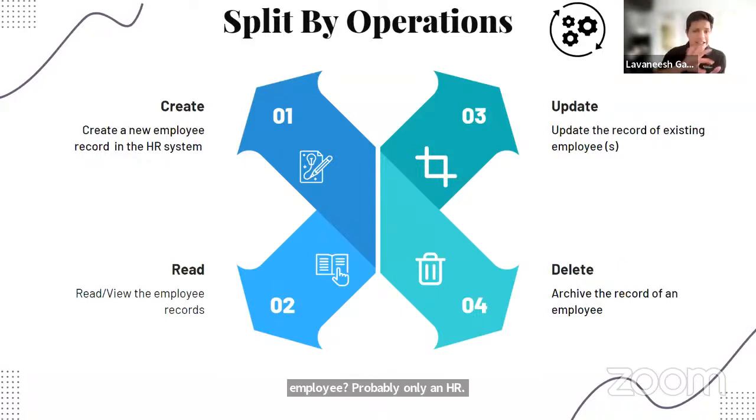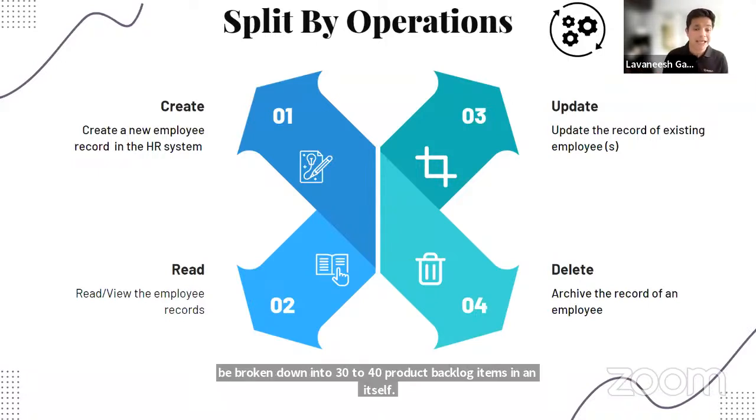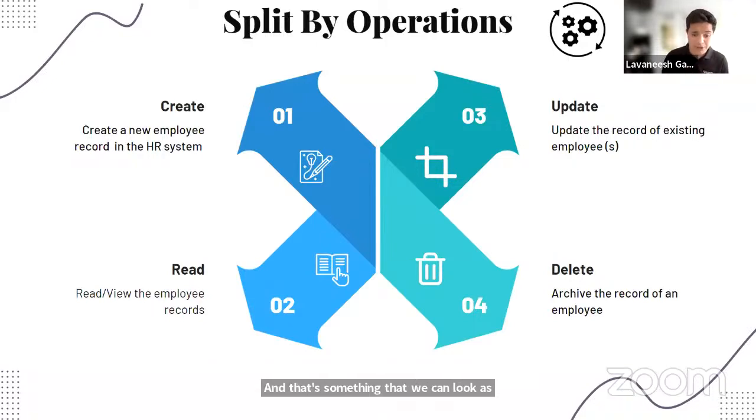Now you can see even in this one example itself, I have not only used the user roles, I have also used the business operations. And this one screen which is in front of you can probably be broken down into 30 to 40 product backlog items in itself. And that's something that we can look at within our systems as well.